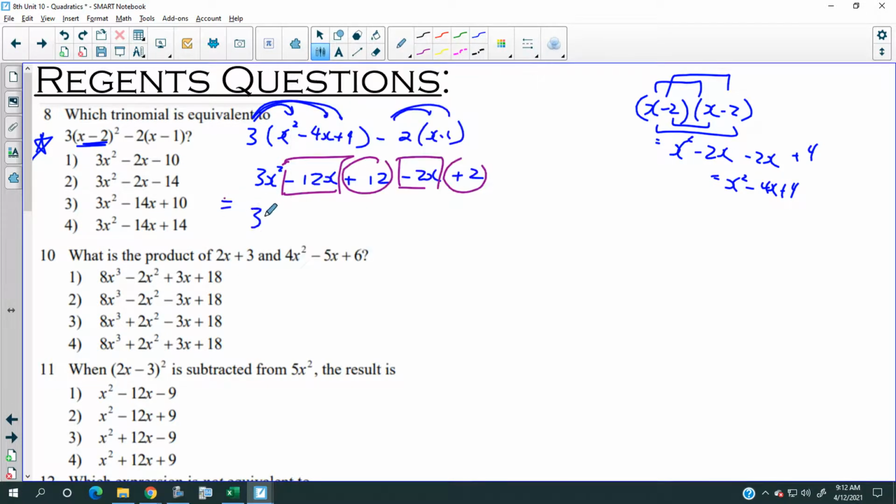So that equals 3x squared. Now, negative 12x minus 2x is negative 14x. Plus 12 plus 2 is 14. That's it. Now, let's cross our fingers and hope that that's one of the choices. And that's it. Now, this one we won't go over per se.